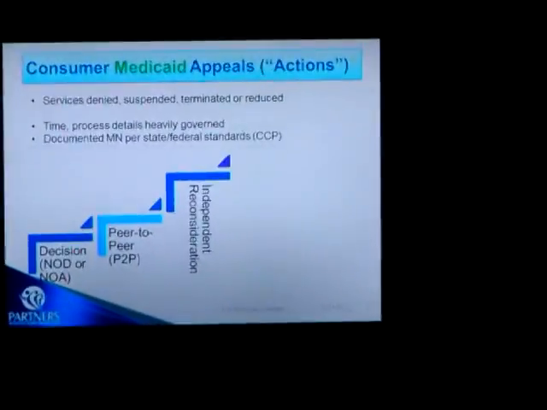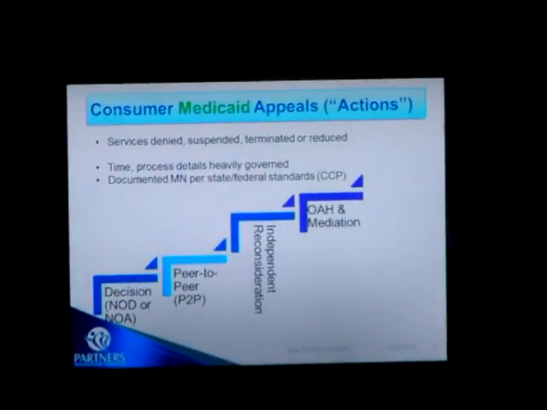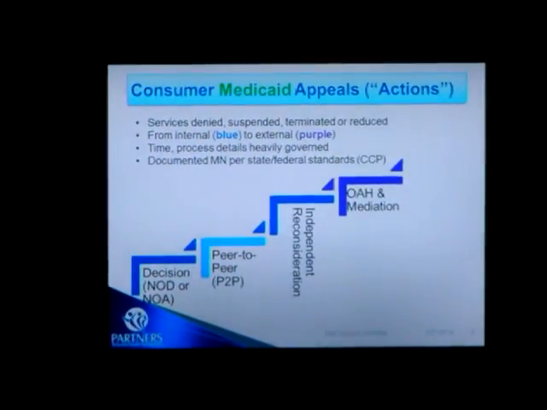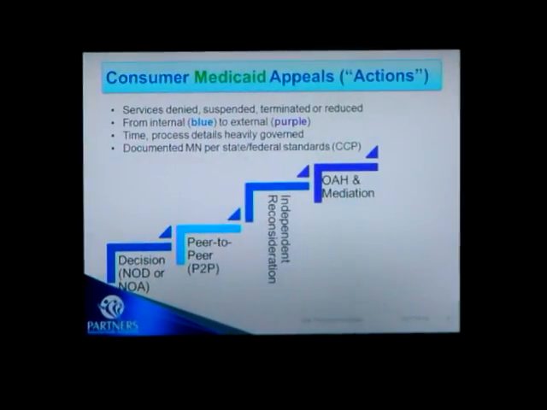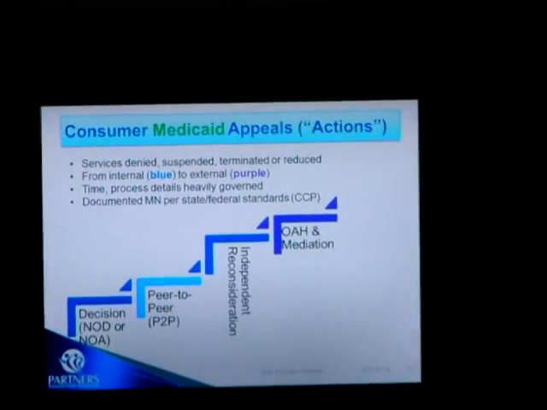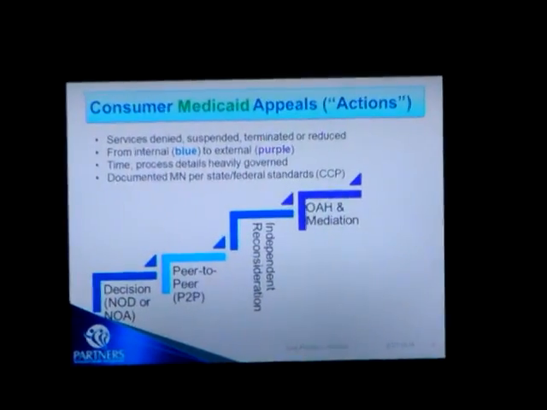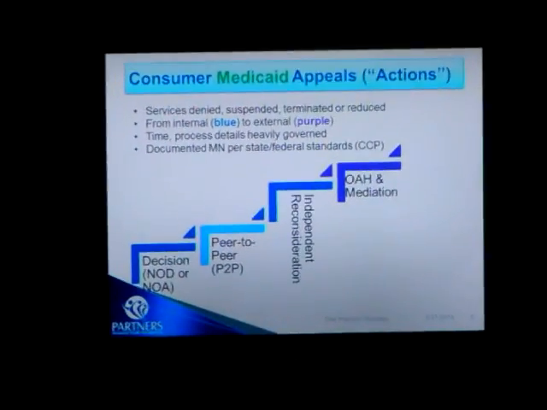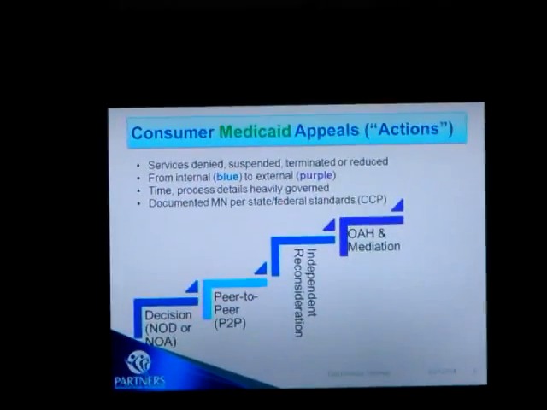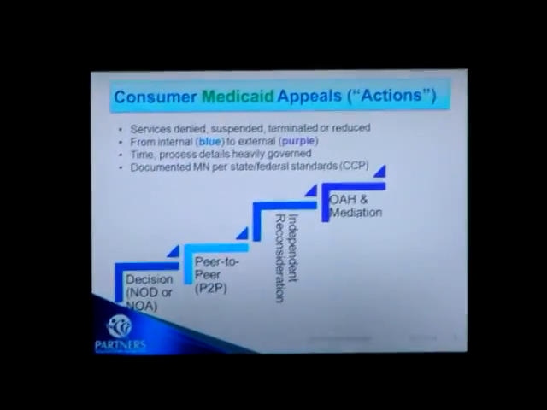and they go ahead and they make their own independent decision. Once that is done, you'll notice all of these are in blue. That's because all of these have been done internally, including the independent reconsideration, even though it's farmed out sometimes to a vendor. It's still us reconsidering our own decision. So we're going through this whole process of, we made a decision, are we going to stick to our decision? We say yes, at which point the consumer now has a right to go to the Office of Administrative Hearings, OAH, with an administrative law judge, and present all their evidence as to why we're wrong.